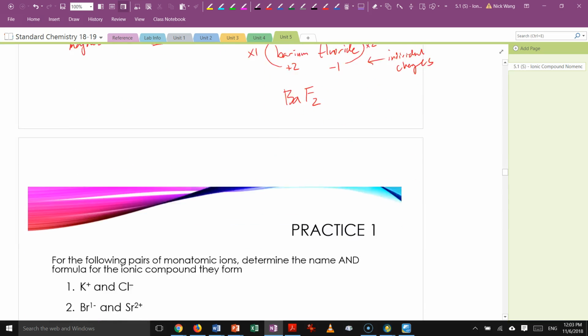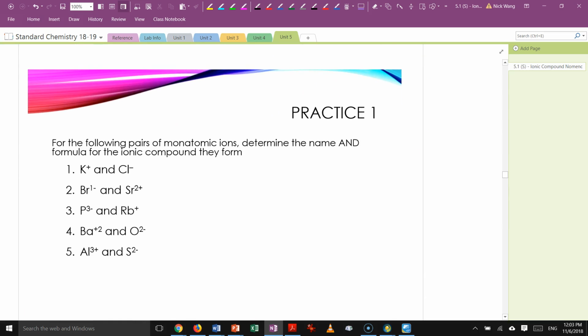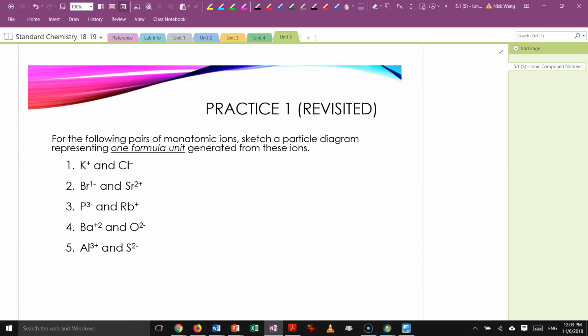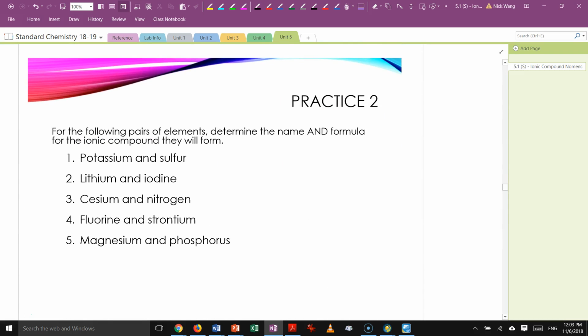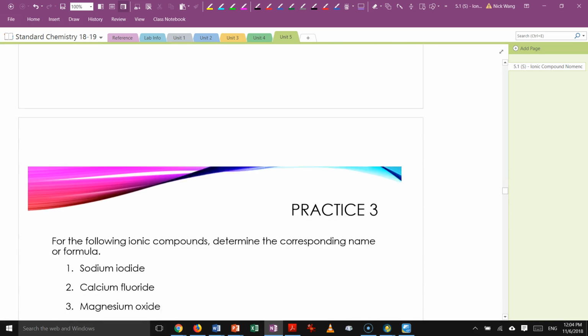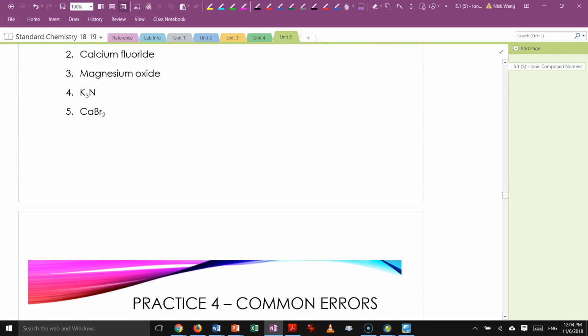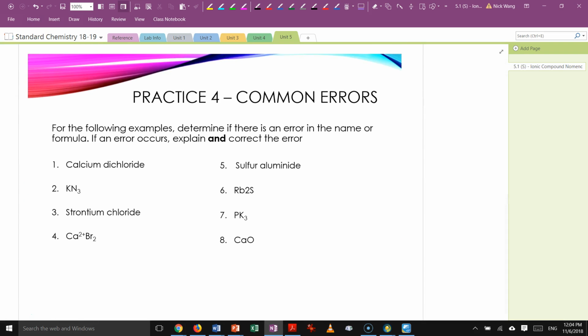There are some other example and practice problems here. You are welcome to try these out, and I encourage you to give these an attempt. Notice that a lot of these are about different combinations of different elements and writing them out as ionic compounds. We'll definitely cover these more in detail in class, so make sure you give those a shot. There's also a common errors one, which you're welcome to attempt. All of this is something we can discuss later, but please do attempt the ones that I have asked you to. All right, that'll do it.